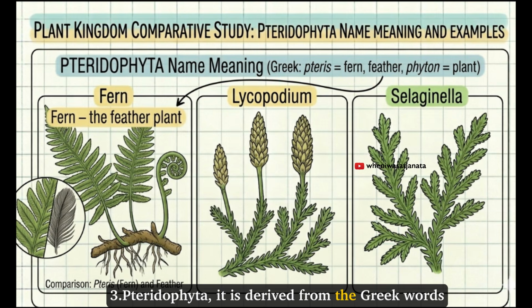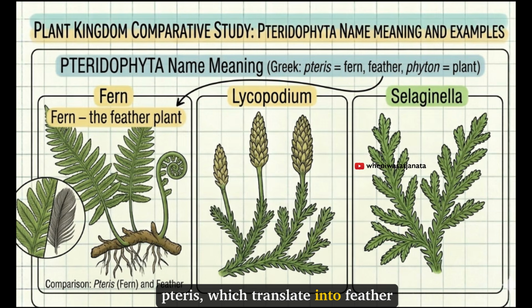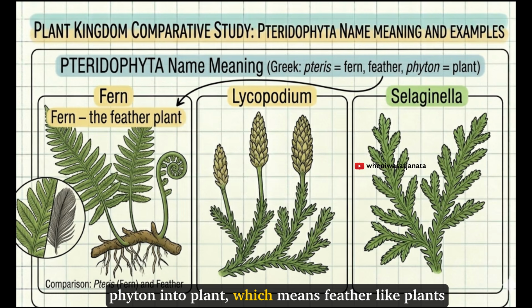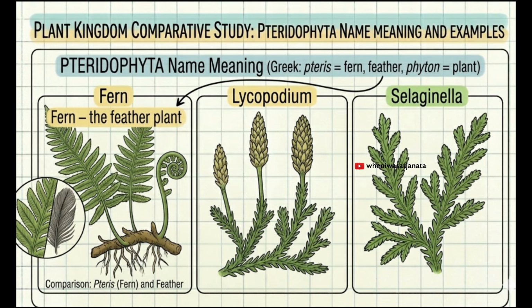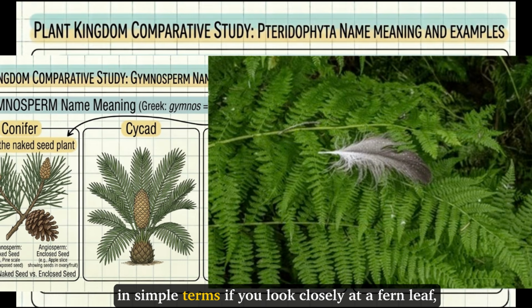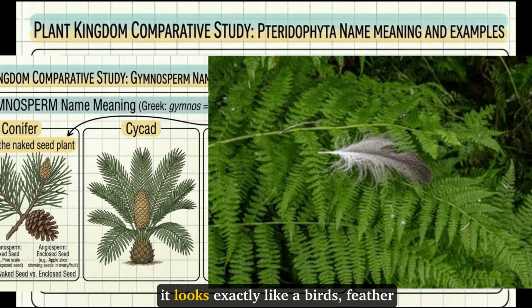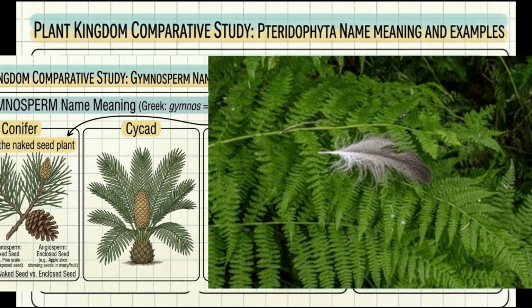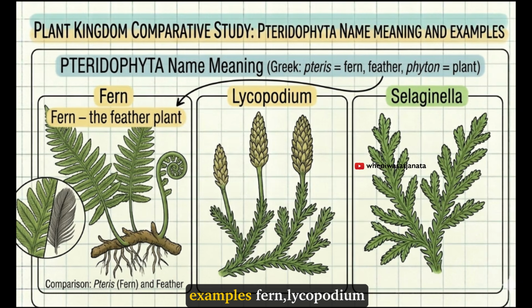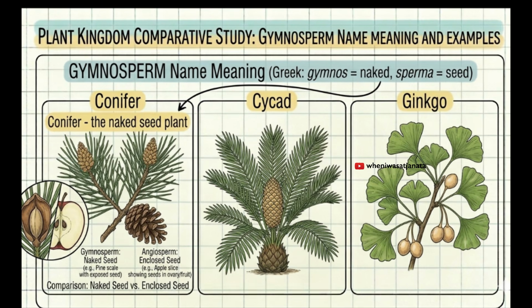3. Pteridophyta. It is derived from the Greek words pteris, which translates into feather, and phyton into plant, which means feather-like plants. In simple terms, if you look closely at a fern leaf, it looks exactly like a bird's feather. Examples: fern, Lycopodium.